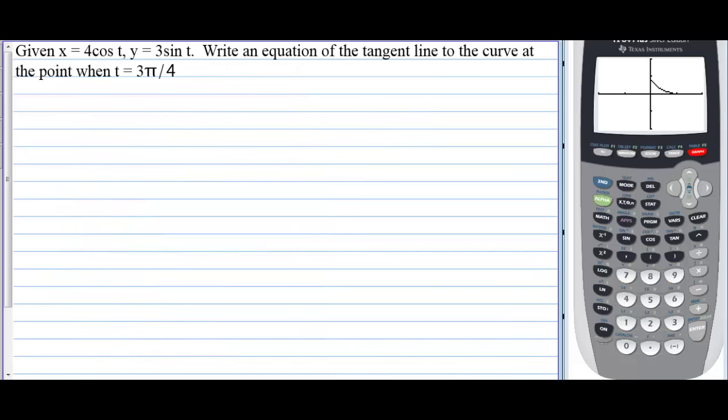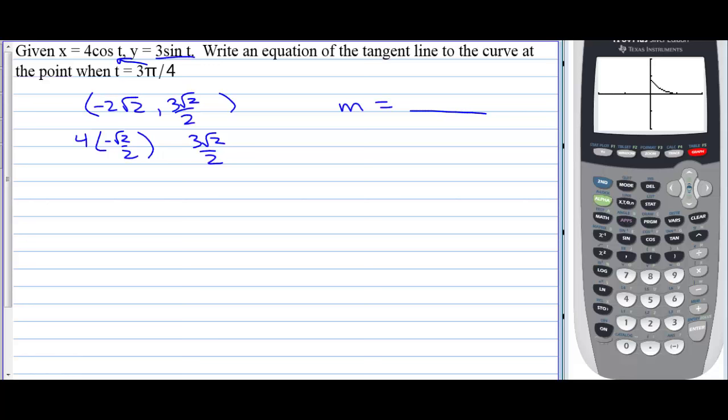Given x equals 4 cosine t, y equals 3 sine t, write an equation of the tangent line to the curve at the point when t equals 3 pi over 4. Well, if we're going to write the equation of a tangent line, we need a point and we need its slope. So let's plug 3 pi over 4 in for t in x. We get 4 times negative square root of 2 over 2, which is -2 square root of 2. That's the x. Now let's plug 3 pi over 4 in for the t in y, and we get 3 times the square root of 2 over 2, which there's not much we can really do with that.